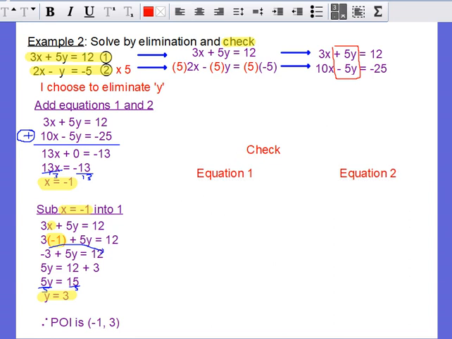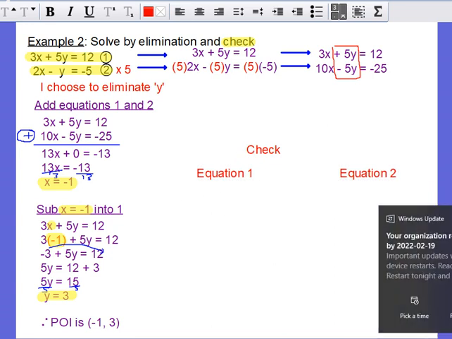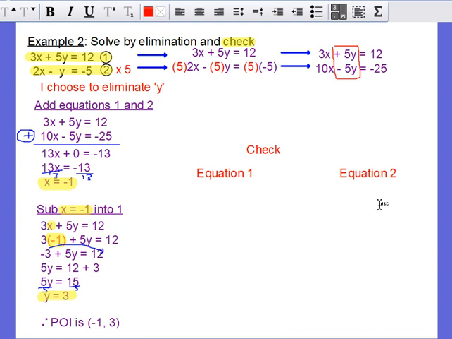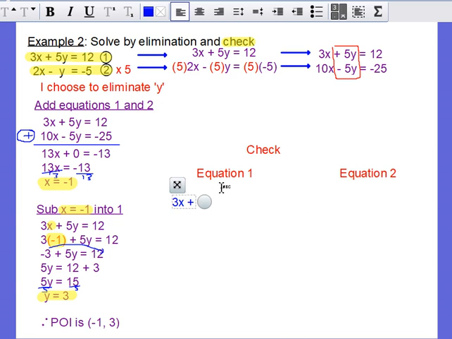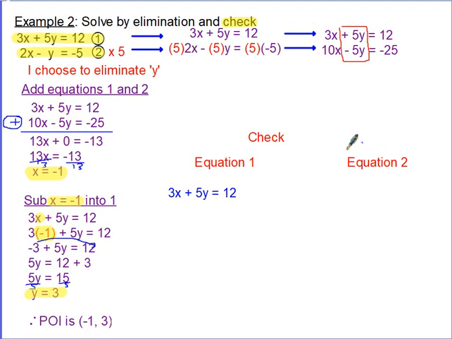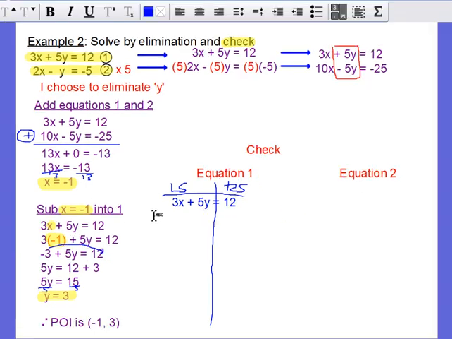So equation 1, let me do this one. Whoa, okay. We need a restart. We'll save that for later. Let's change this to blue. So we got 3x plus 5y equals 12. And here's what I like to do. I like to go right down the equal sign like this. Make a little chart out of it. This is the left side, and this is the right side. Sorry about the penmanship here.